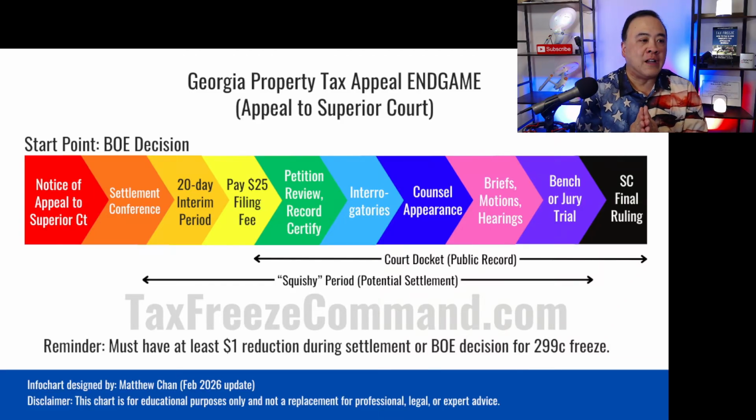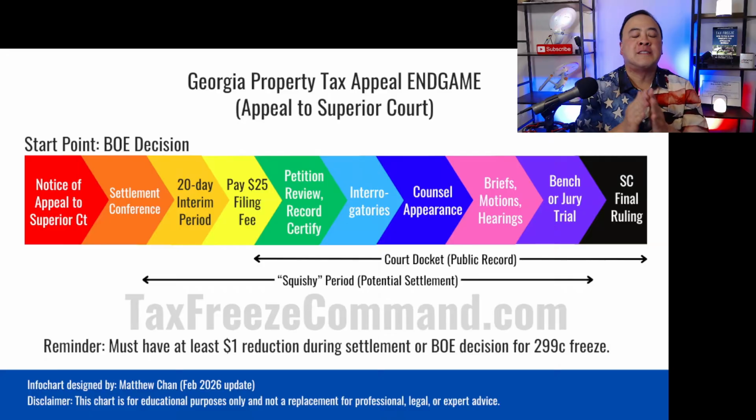Once you pay your $25, there are going to be some documents produced by the tax assessor's office. There's going to be a petition review, and there's going to be a record certification, basically all the evidence that has been assembled so far for your appeal. From there, this is where it gets a little bit squishy and is not meant to be taken literally. There potentially may be interrogatories. Interrogatories are requests for information going both ways. Basically, it's trying to uncover all the relevant information that may impact the case, and any other evidence that has not been submitted to the record.